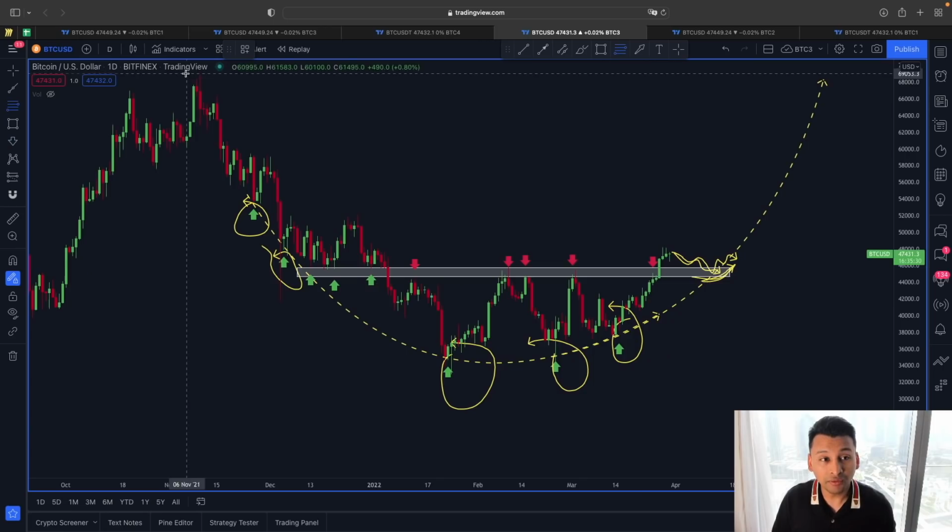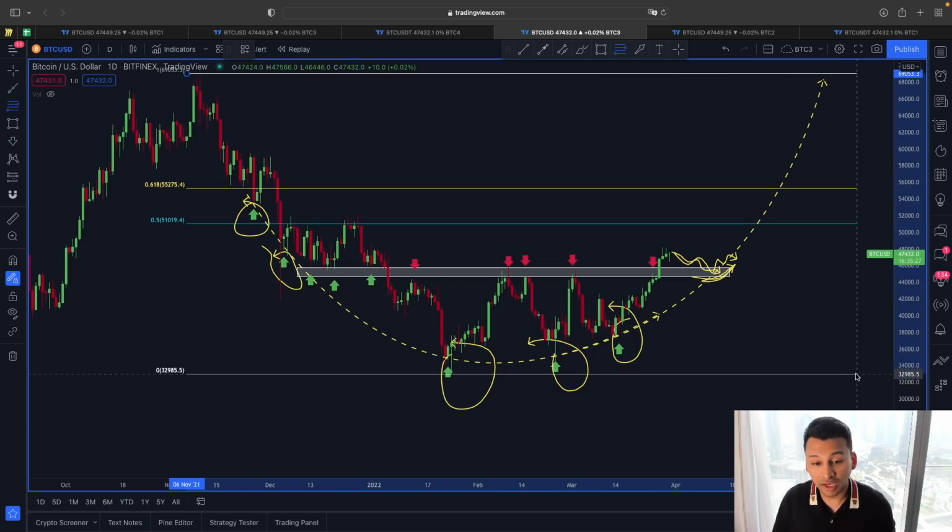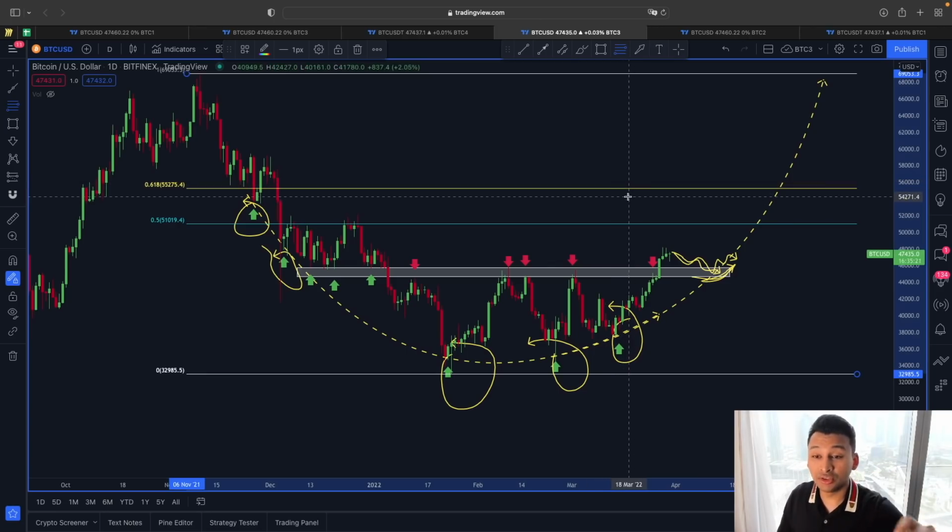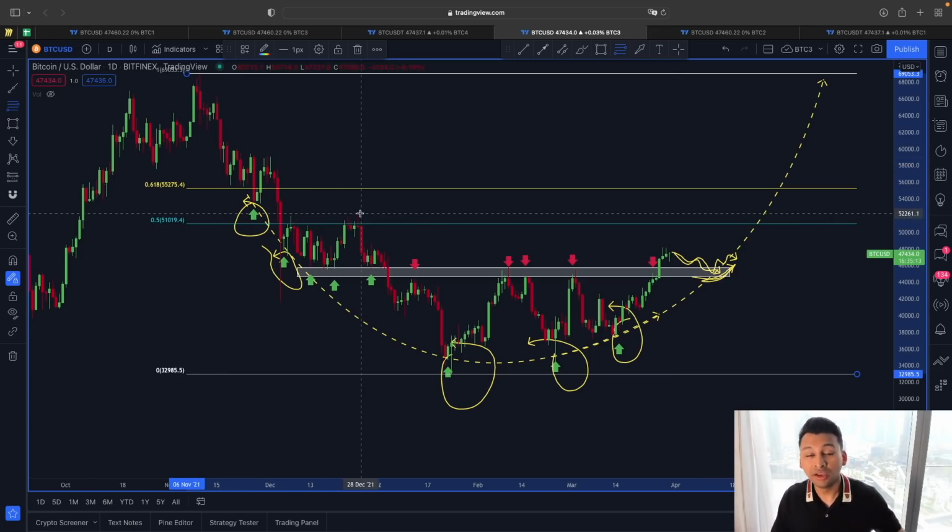Because for us, the 0.5 to 0.618 line is the area where we are expecting the price of Bitcoin to come before choosing an actual trend direction. Even if this is going to be more of a fake out, we still believe that the price of Bitcoin could be approaching this 0.5 to 0.618 Fibonacci line.